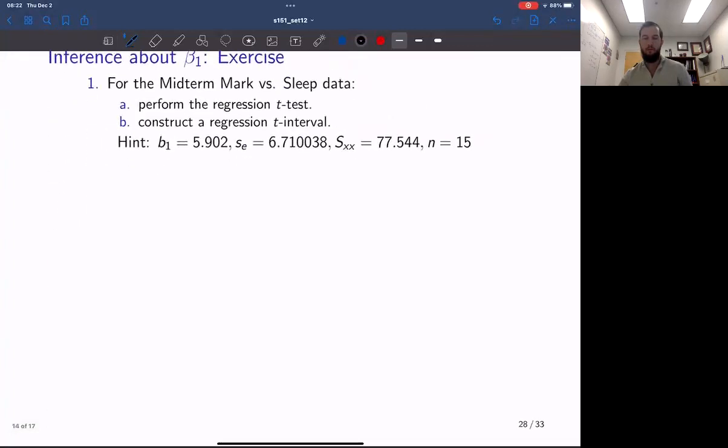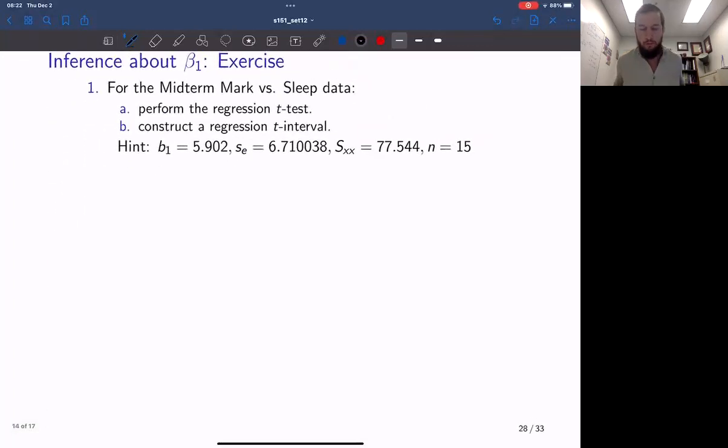Okay, so for our midterm mark versus sleep data, I'm going to demonstrate the regression t-test and the construction of the confidence interval. First off, in both situations, we're not given a significance level, so we're going to assume alpha equals 0.05. That's the standard. If you're not explicitly given the value, you can assume alpha is 0.05.